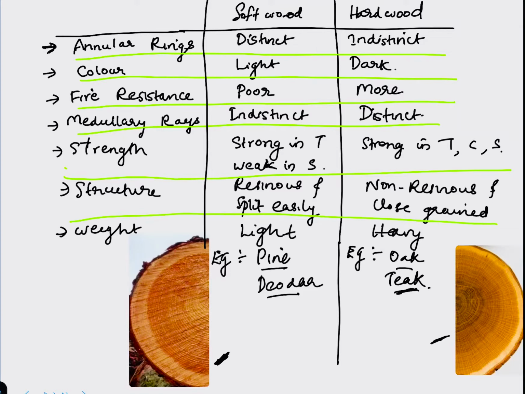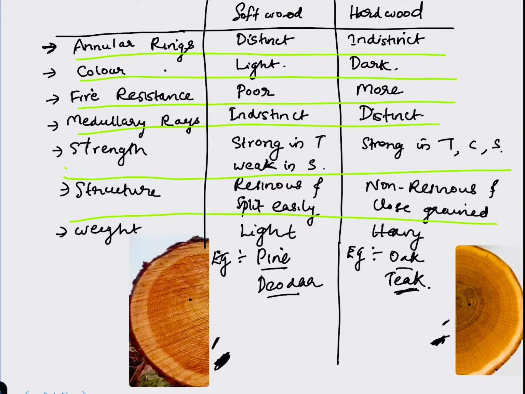So this is an example of softwood, and this is a section of hardwood. And see, in the figure itself, what are our differences? Just remember this figure, then you will understand most of the differences. See the softwood here, this is light in color, and here it is dark in color. So regarding the color, softwood is light in color and hardwood is dark in color.